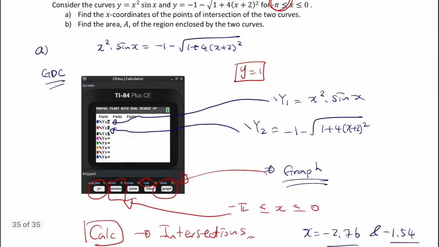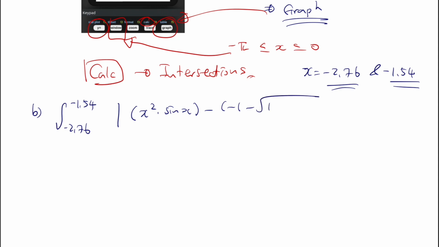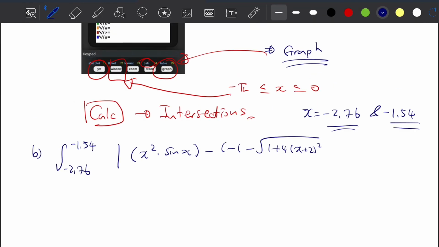So question B, we need to find the area A of the region enclosed by the two curves. So from question A, we already know which function is higher, right? So we're going to do integration. The range is from negative 2.76 to negative 1.54. The larger negative number is smaller, right? Then we're going to do absolute value. We're going to subtract the lower function, which is negative 1 minus square root of (1 plus 4 (x plus 2) squared), from x squared times sine x, dx.